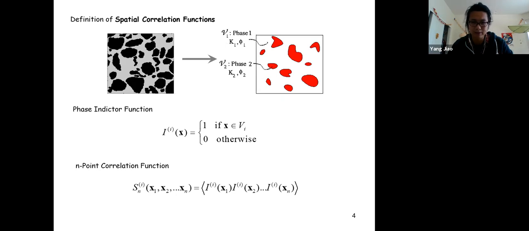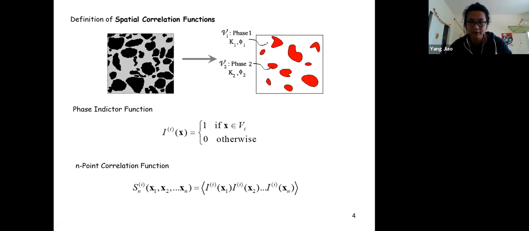Now in this work, we do not focus on the indicator functions themselves, but rather on the moments of the indicator function. We call these the so-called n-point correlation functions. Basically, you take the product of the indicator functions evaluated at different points in the system, and these points can be randomly selected. Then you take the ensemble average over all realizations of the microstructure. This gives you ensemble-average moments of the indicator function. We call this the n-point correlation function.